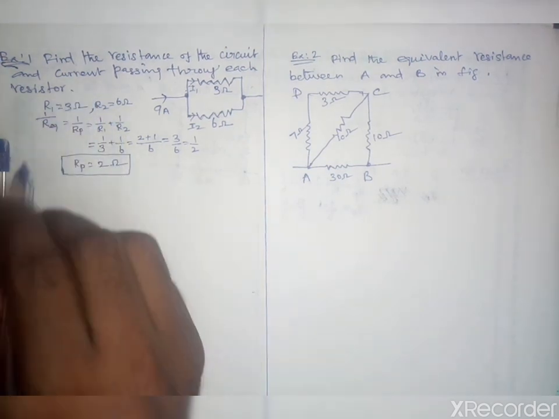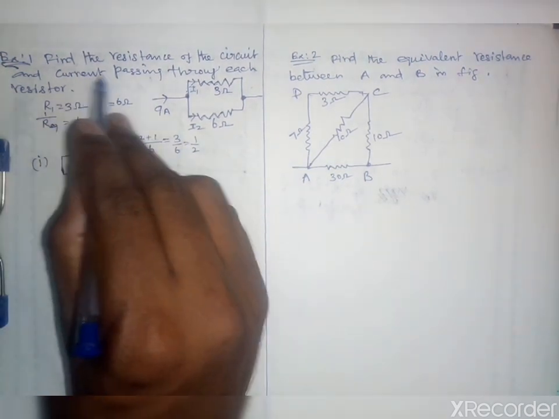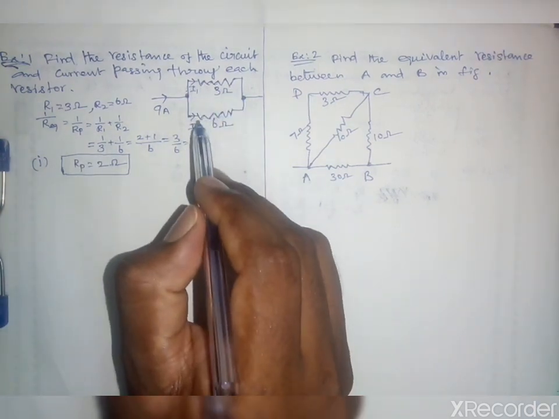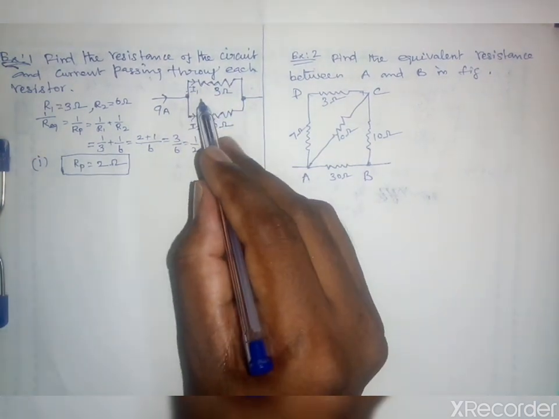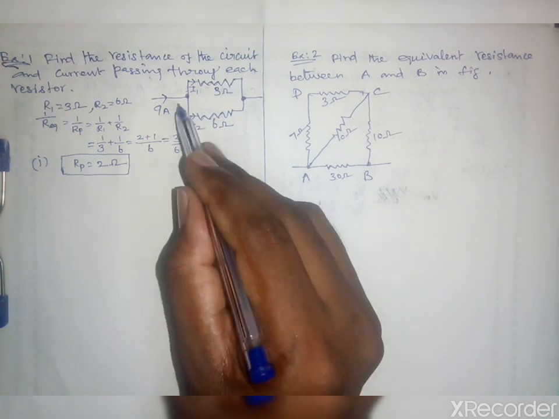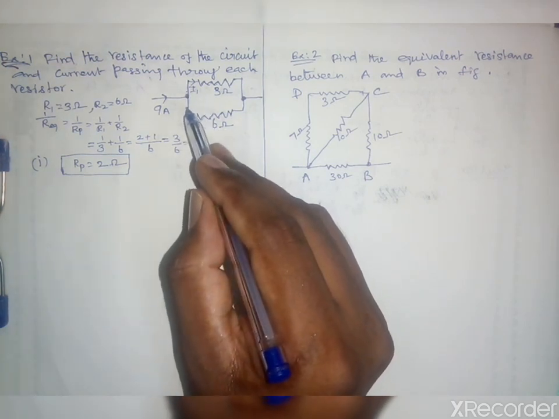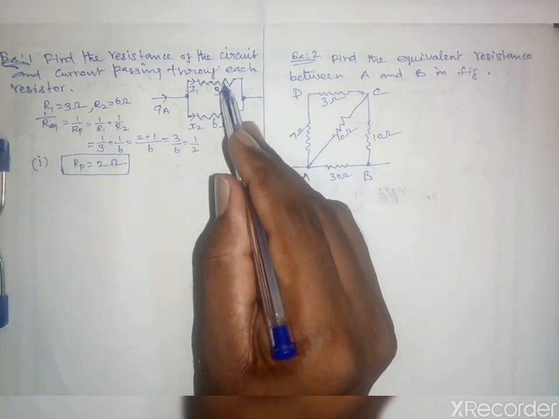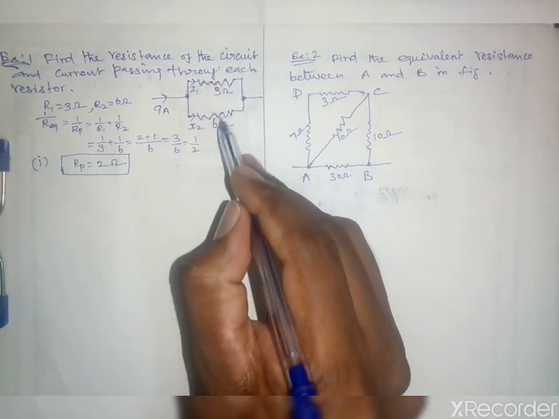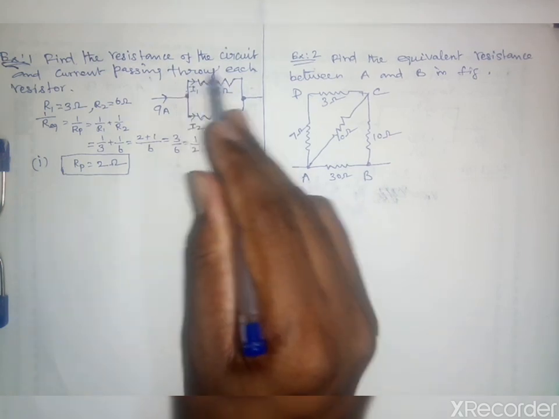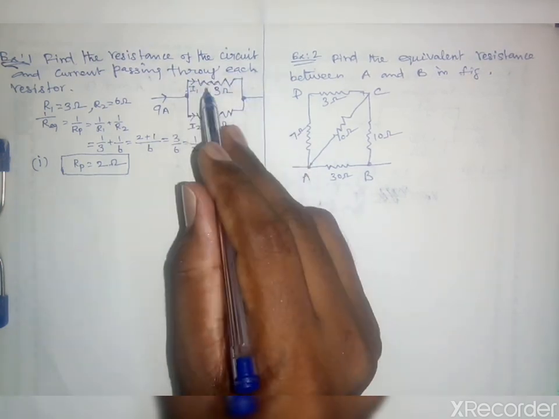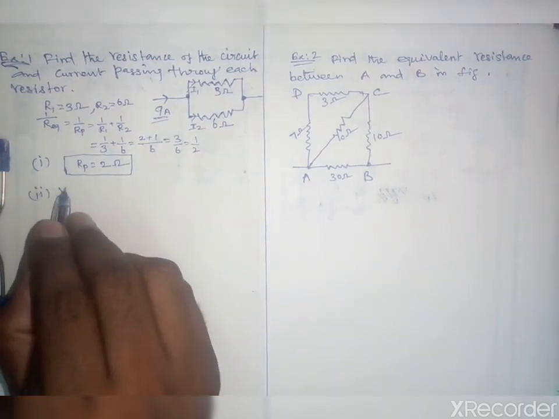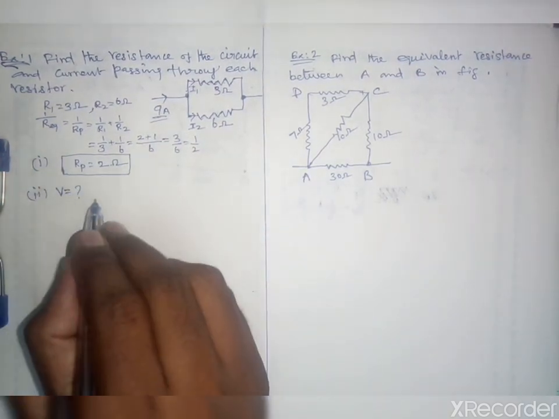And the second part is that the current passing through each resistor we should find. That is, I1 and I2 we should find. For that, in order to find I1 and I2, we need another parameter, that is, the voltage applied to the circuit. Here it is a parallel connection, so the voltage will be the same. The potential difference V1, V2 will be the same, which is equal to the voltage of the circuit V. To find V, the total current I is given.